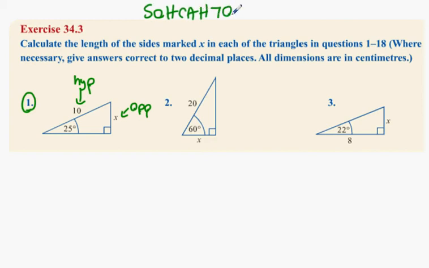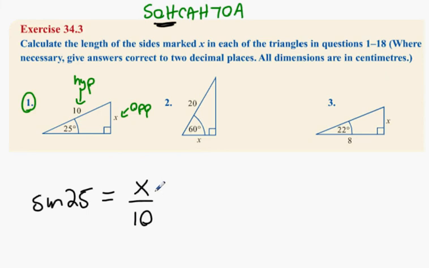First of all, guys, we're looking for O and H. Which function has O and H in it? So what do I write down? Sine. What goes beside the sine? No, what angle are we talking about? Sine 25 equals opposite over hypotenuse, 10.